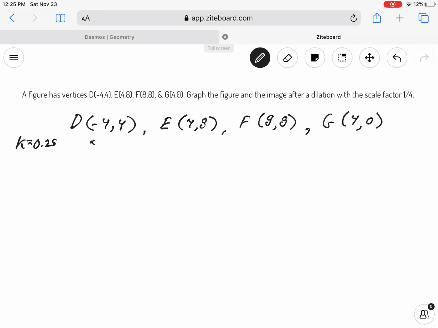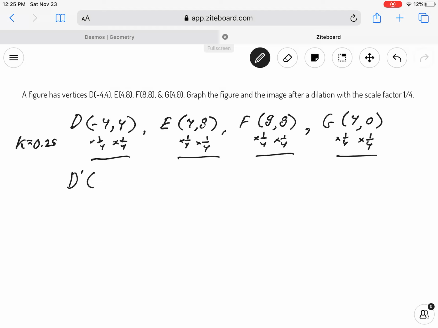So I'm going to multiply everything times 1/4. Let me just do it as a fraction, be easier. Take up less room. Times 1/4. Okay, and each one, we multiply by the same scale factor. And you don't have to write all the time what you're multiplying by, but I'm just doing it for clarity.